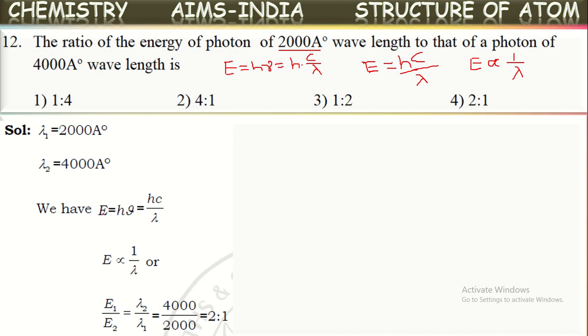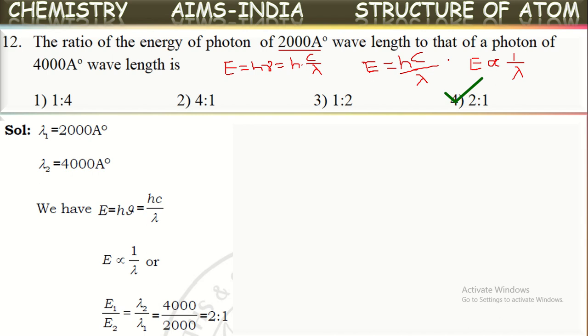Now we have the relation as we have written here. E is equal to hc by lambda. From that we can write E is directly proportional to 1 by lambda, or E1 by E2 is equal to lambda 2 by lambda 1. So if we substitute these lambda values, we get the ratio of their energies as 2 is to 1. Got it? So in this way, the ratio of energies is found as 2 is to 1. Where is it? In the fourth option. Got it? So we need not calculate the energies of each photon and then calculate the ratio.